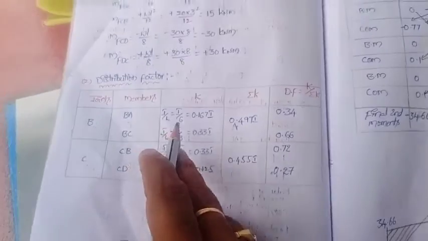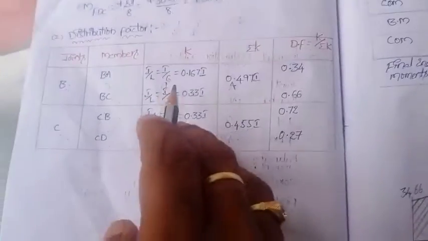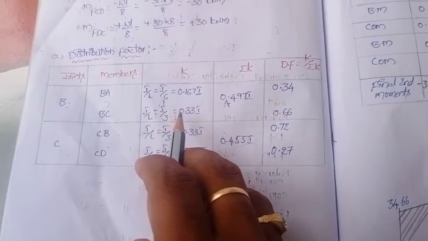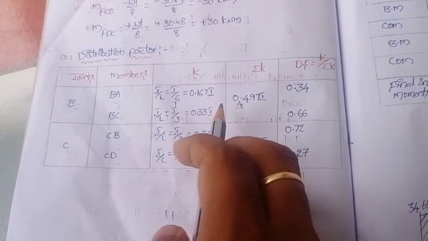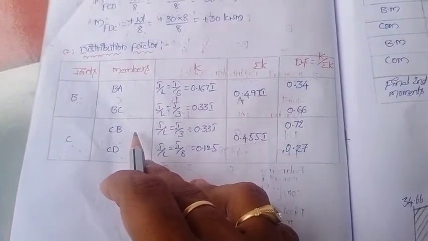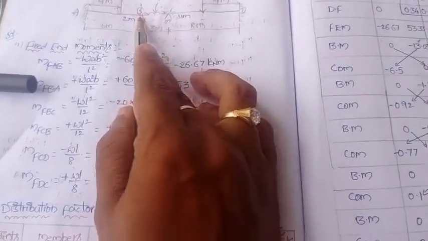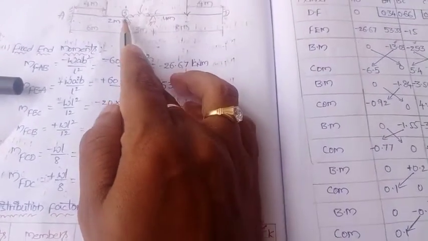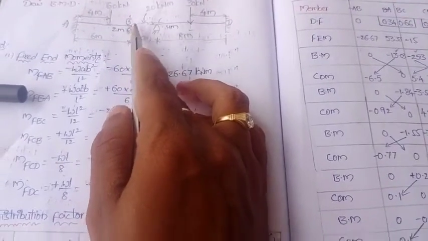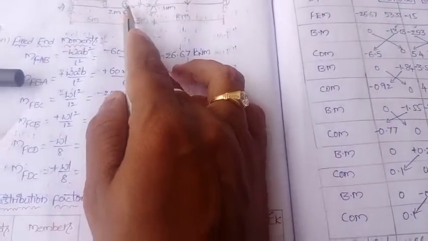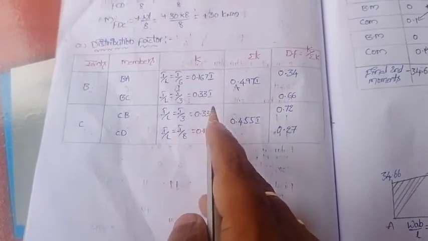That's equal to I by the length of BC, which is 3 meter. So I by 3, that's equal to 0.33 I. And next CB, C to B. Here also the same. Here B support is also hinged, so this is not an end support. This is the intermediate support. So I by L, that's equal to I by 3, 0.33 I.